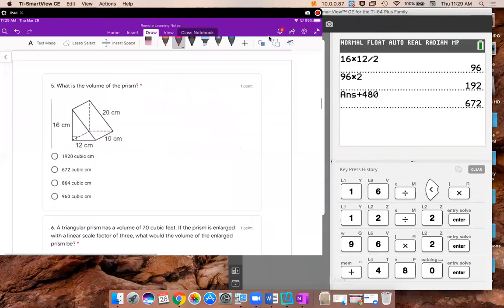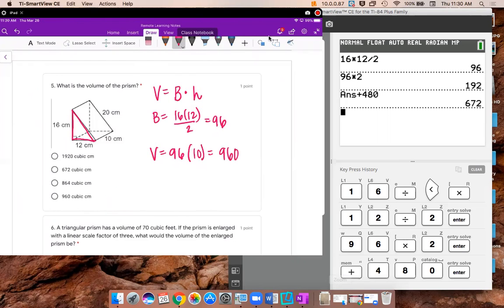Okay, volume is a little bit less work. To find the volume of a prism, we do the area of the base, which we represent as big B, times the height. Remember this triangle right here is our base. So to get the area of the base, we do 16 times 12 divided by 2, which we got was 96 up there. And then to find the volume, we just do 96 times our height, which in this case is 10. So our total volume is 960 centimeters cubed. So your total answer should have been 960 centimeters cubed.